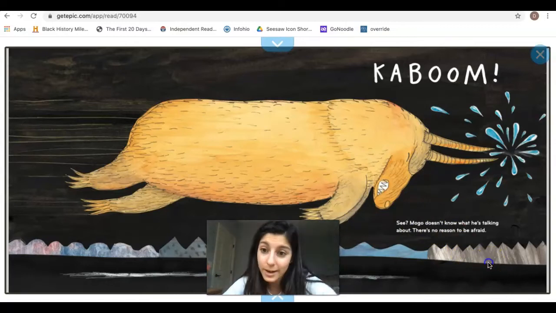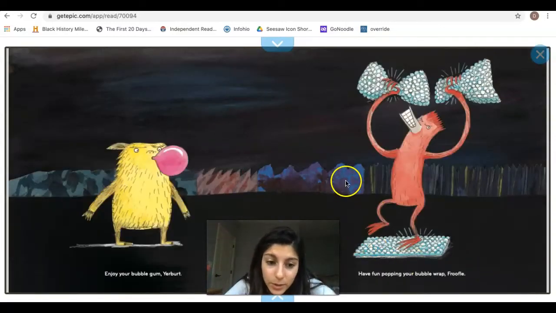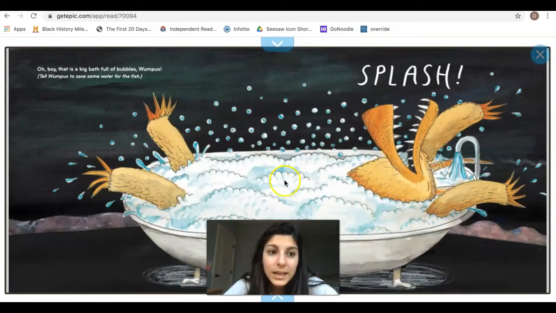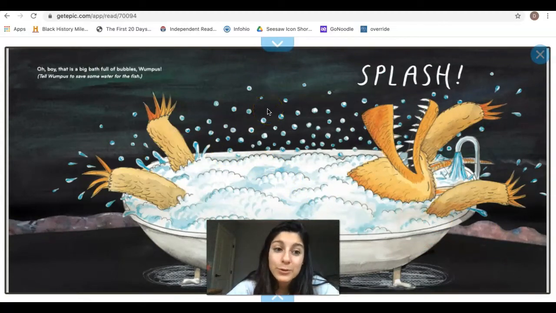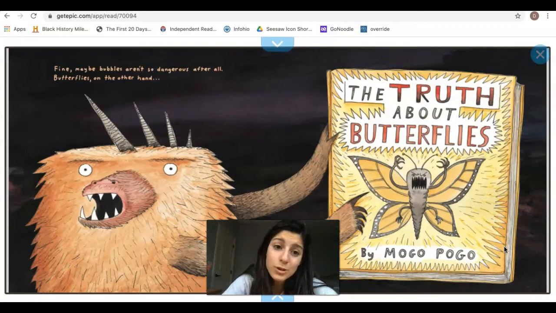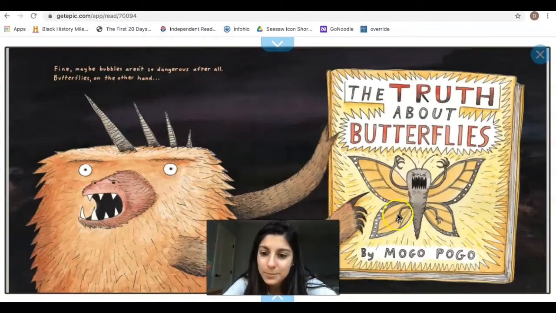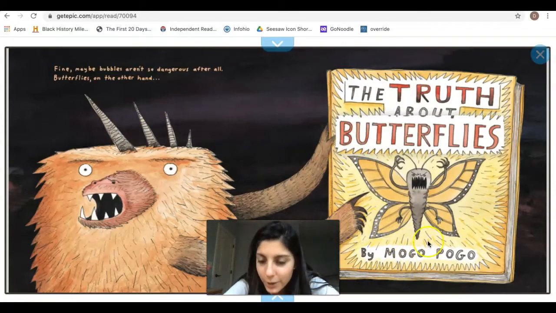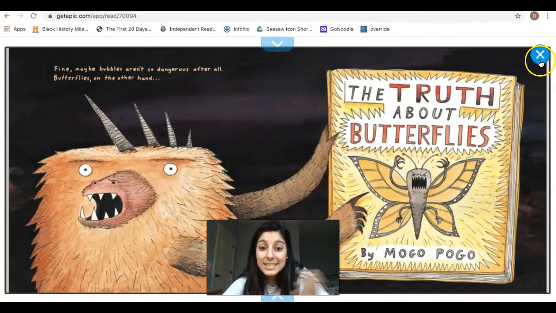There's no reason to be afraid. Enjoy your bubble gum, Yobert. Have fun popping your bubble wrap, Froofle. Oh boy, that's a big bath full of bubbles, Wumpus. Tell Wumpus to save some water for the fish. Splash. Fine, maybe bubbles aren't so dangerous after all. Butterflies, on the other hand, and then he has a book that says The Truth About Butterflies by Mago Pongo. Pogo. I think I've been pronouncing his name wrong. It's Mago. My bad. But that's the end of the story, guys.